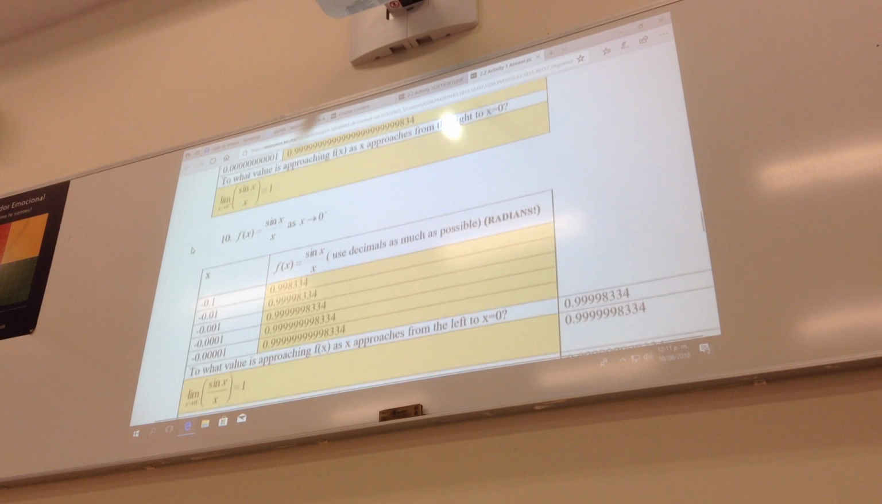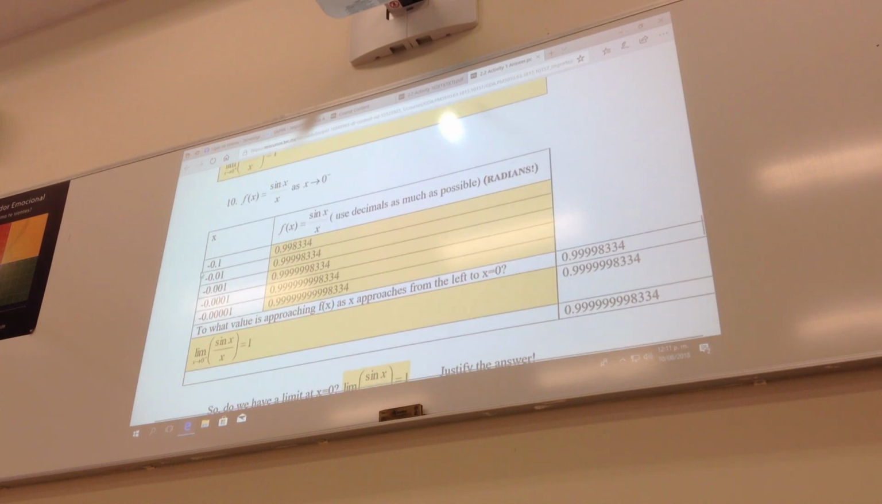The next one, number 10, same function, but approaches 0 from the left. Again, the answer is going to be 1.